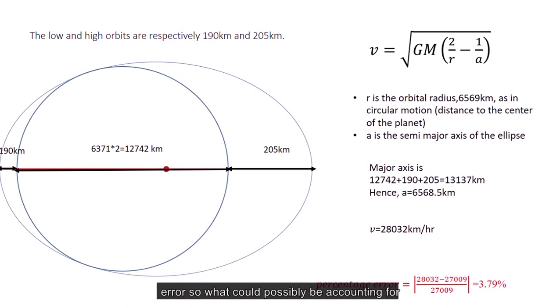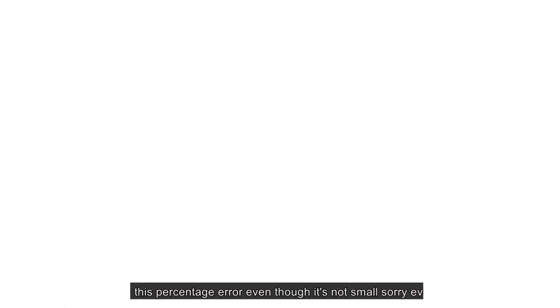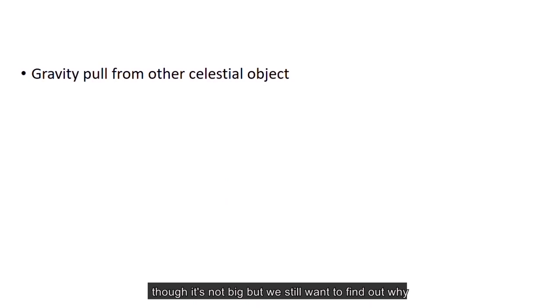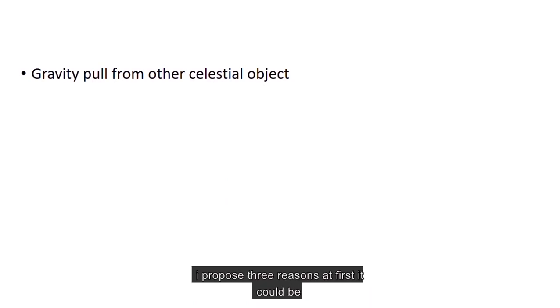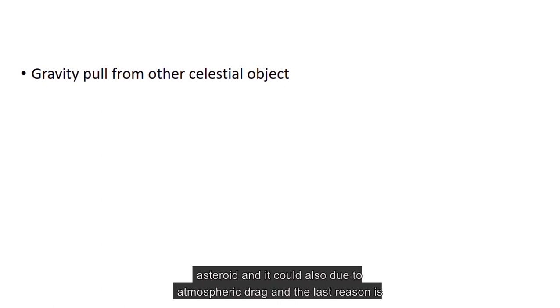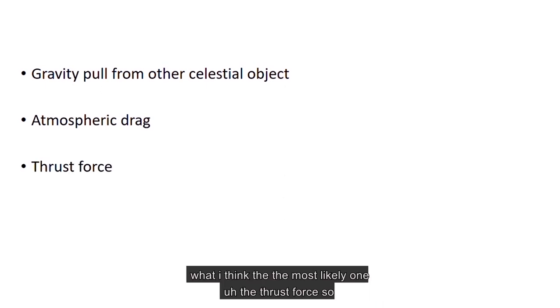So what could possibly be accounting for this percentage error, even though it's not small, even though it's not big, but we still want to find out why. I propose 3 reasons. First, it could be due to gravity pull from other celestial objects like the moon or asteroid. And it could also be due to atmospheric drag. And the last reason is what I think the most likely one, the thrust force.